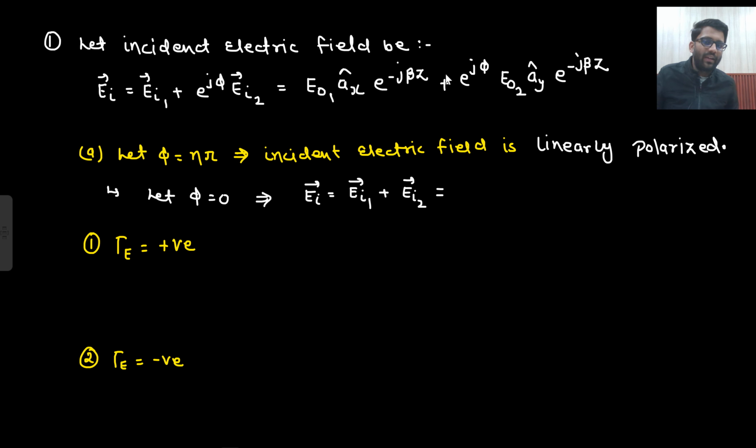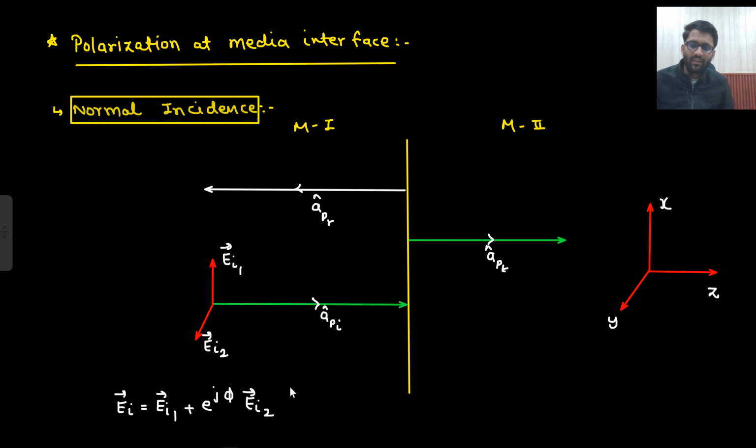How will the field look like? This phase I am taking as 0, because I want this field to be linearly polarized. If I take the phase to be 0, that means it is linearly polarized, right? So what kind of field will I get? e to the power minus j beta z ax cap plus, here let's write beta 1 because this is the incident medium. So beta 1 I am writing; beta 1 shows medium 1. This is your medium 1, no?